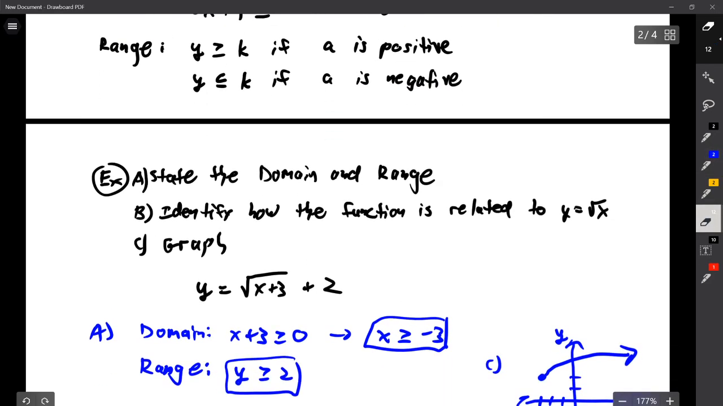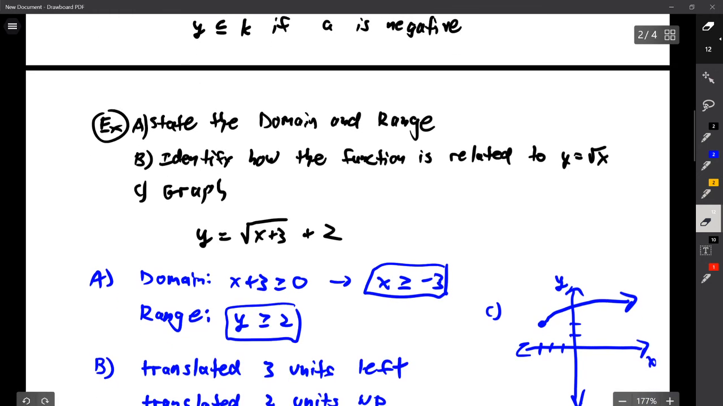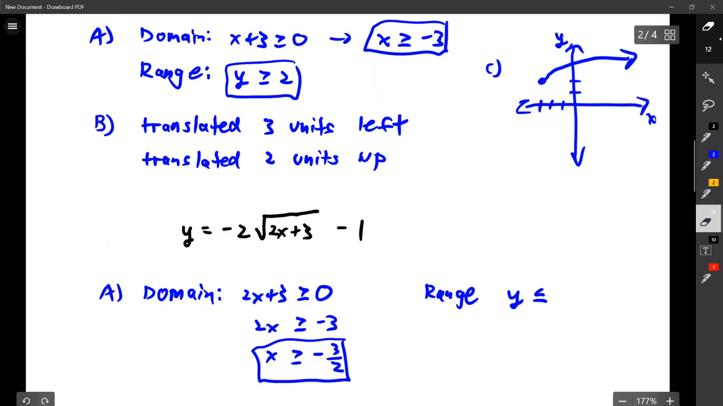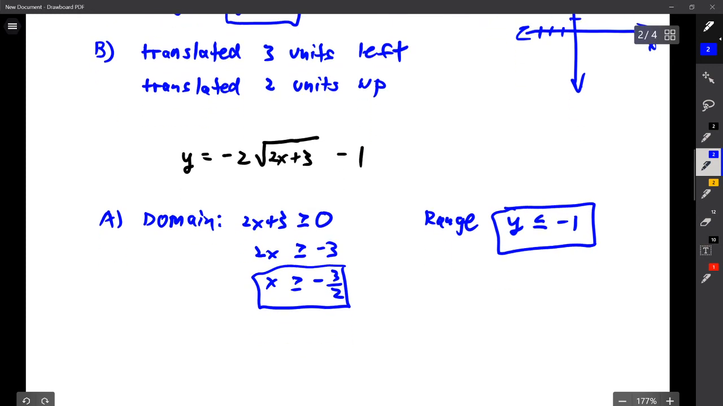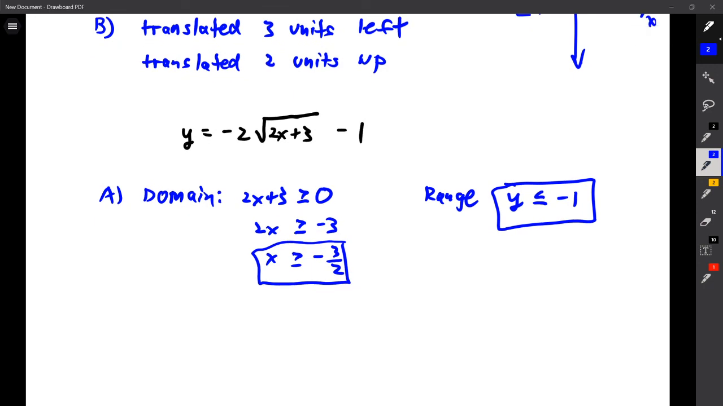In other words, I'm dealing with the upside down. I'm dealing with the bottom half. And the bottom half goes down, not up. So because it goes down, all of my y values are less than or equal to some value. And what value are they less than or equal to? They're less than or equal to negative 1. So that's my range. Or in other words, my graph will start at the point negative 3 halves, comma, negative 1. And because this x is greater than, that means it'll open to the right. And because this y is less than, that means it'll open downward.